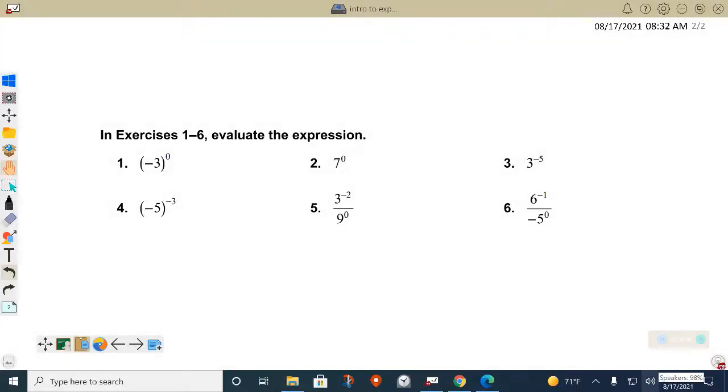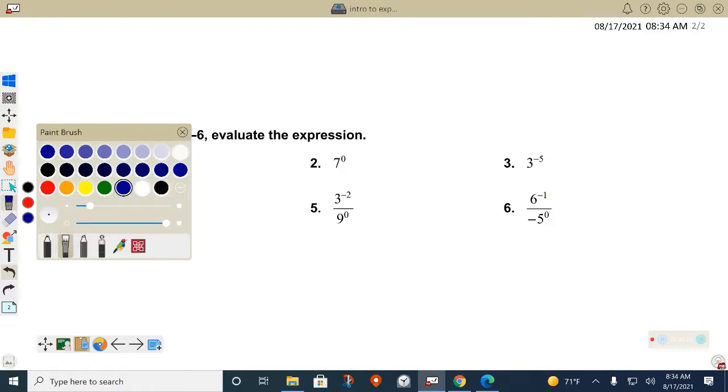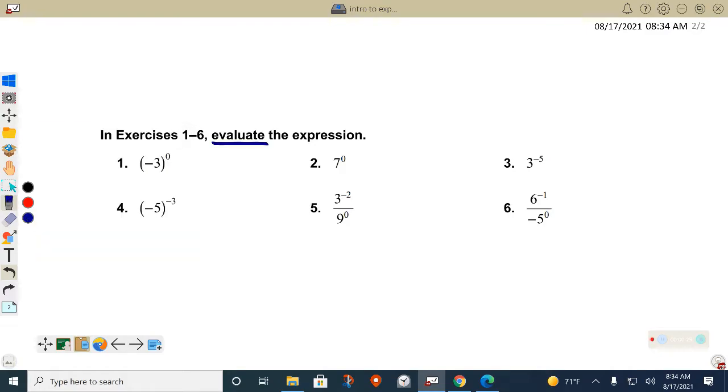So let's do examples 1 through 6 here. You can write them one at a time, but I'm going to write down number 1 at least. It says in exercises 1 through 6, evaluate the expression. So the word evaluate means figure out the value of. Evaluate, figure out the value.